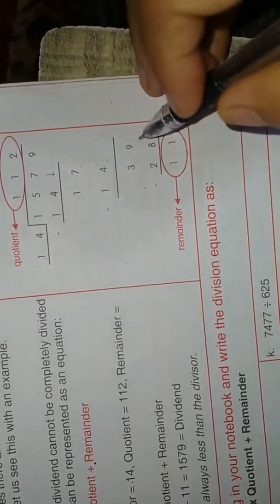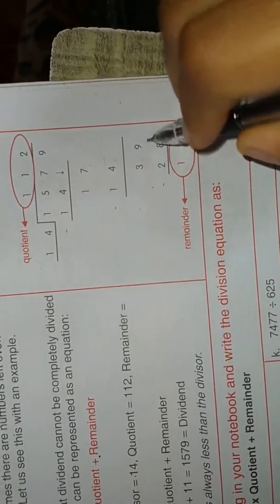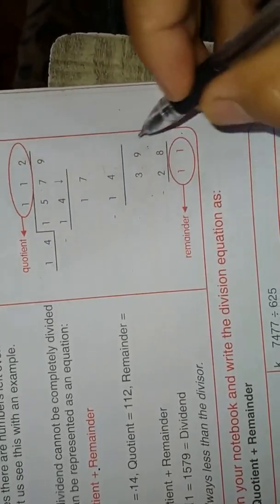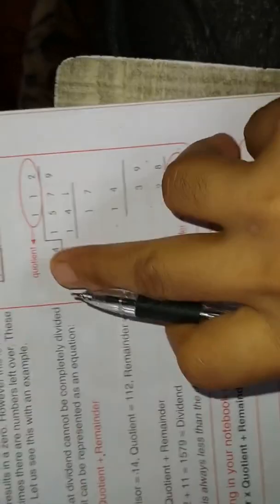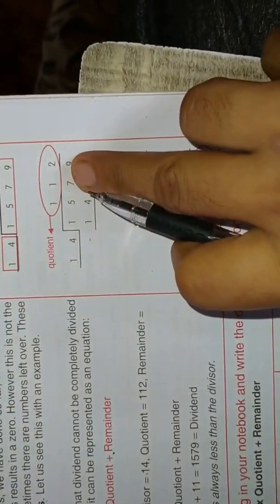7 minus 4, 3 is there. 1 minus 1, 0. Then we bring down 9. So the next number is 39. 14 twos are 28. 9 minus 8, 1. 3 minus 1, 1. So here the remainder is 11, and the quotient is equal to 112.